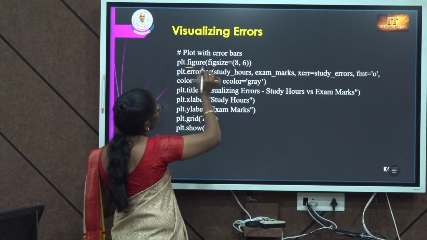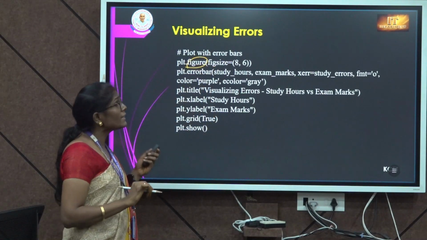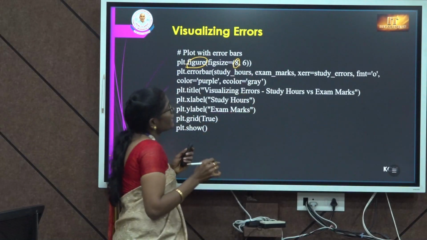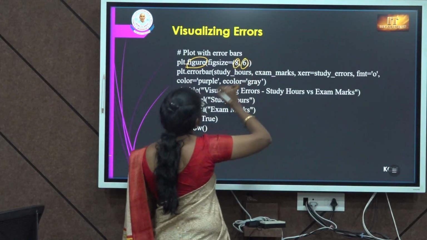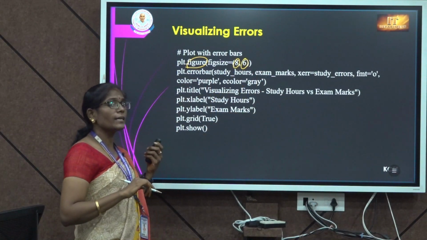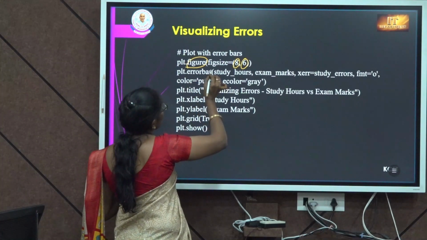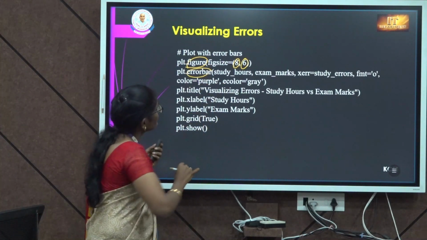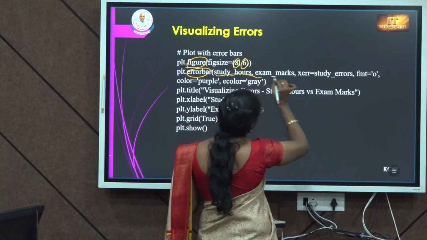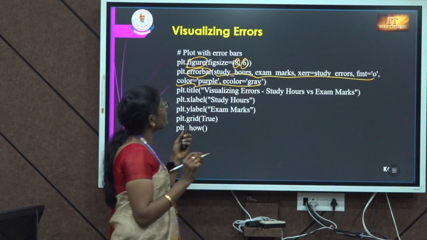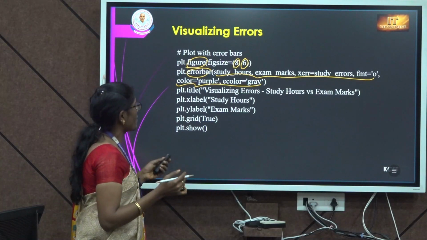Here using this figure function, we can increase the size to 8 inches on the x-axis and 6 inches on the y-axis. Using this figure function, we can increase the width and height of the screen. Here errorbar is a function. We need to pass these arguments to the errorbar. This will make the error bar graph.